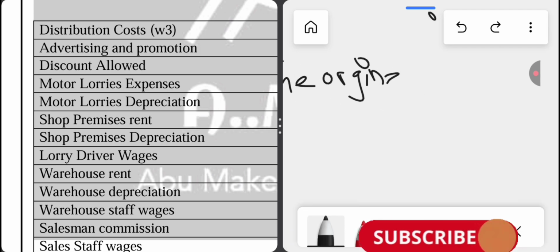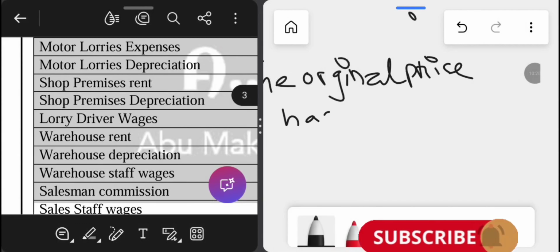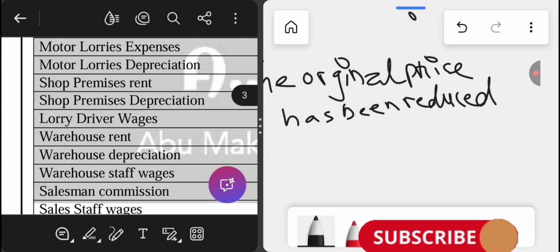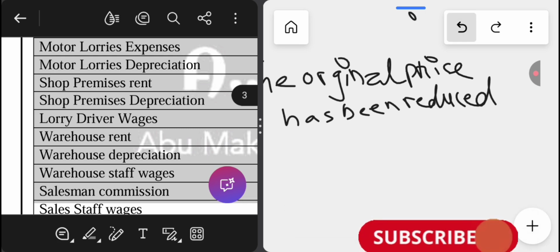It can be reduced for a person. The original price has been reduced. It can be reduced for any specific customer, or it can be reduced if the customer buys in bulk. Bulk means in large quantity.